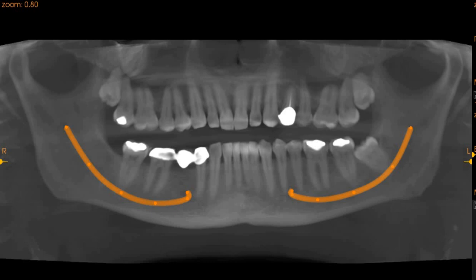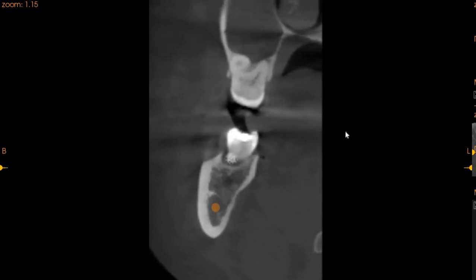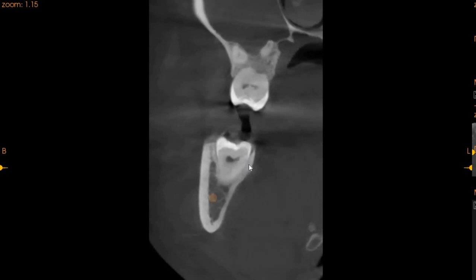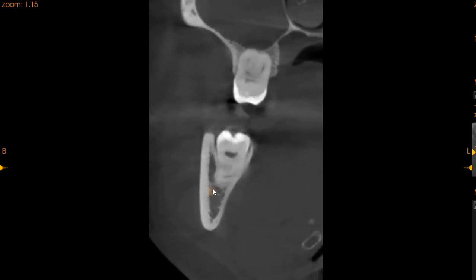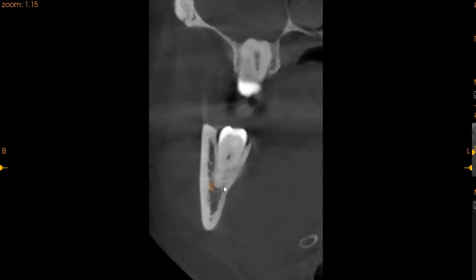Now, on the transaxial view, which is basically the proximal view, you can clearly see that this is the 7. And then as we move towards the 8, you can see that the 8 is impacted. It has good buccal bone on the buccal side and very thin cortical plate on the lingual side. But the most interesting part is this orange dot, which denotes the inferior alveolar nerve, is in absolutely close contact with the apex of the wisdom tooth.